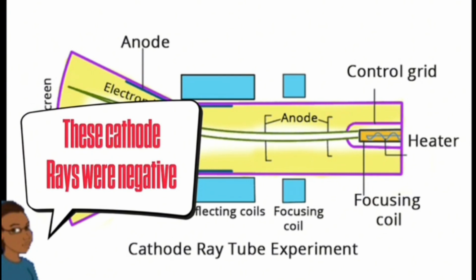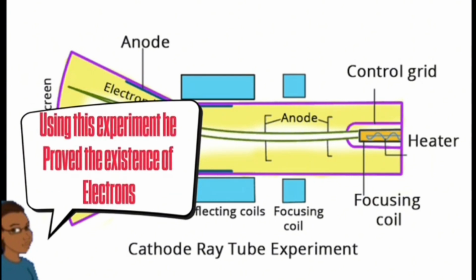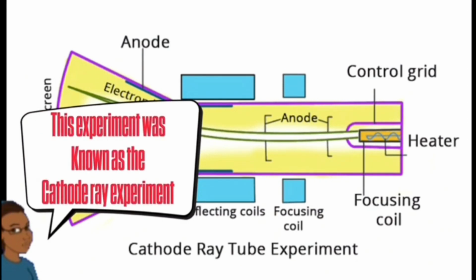These cathode rays were negative. Using the experiment, he proved the existence of electrons. The experiment was known as cathode ray experiment.